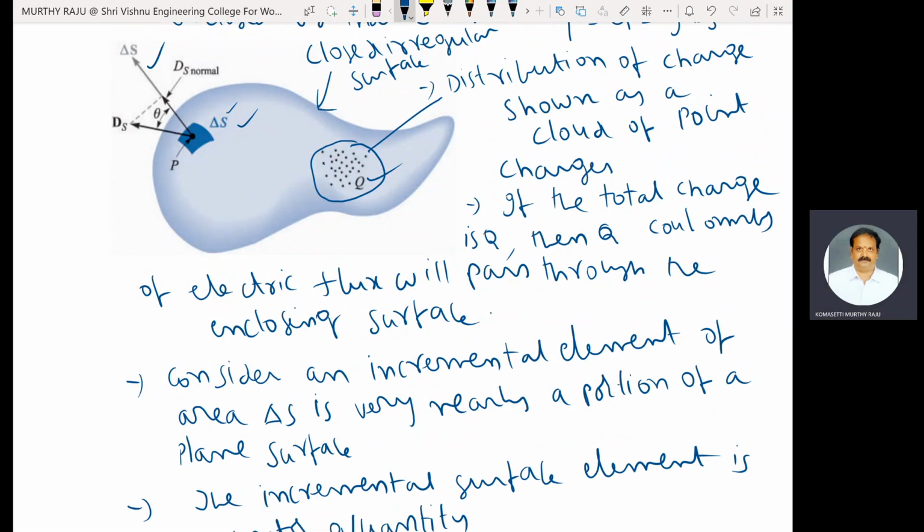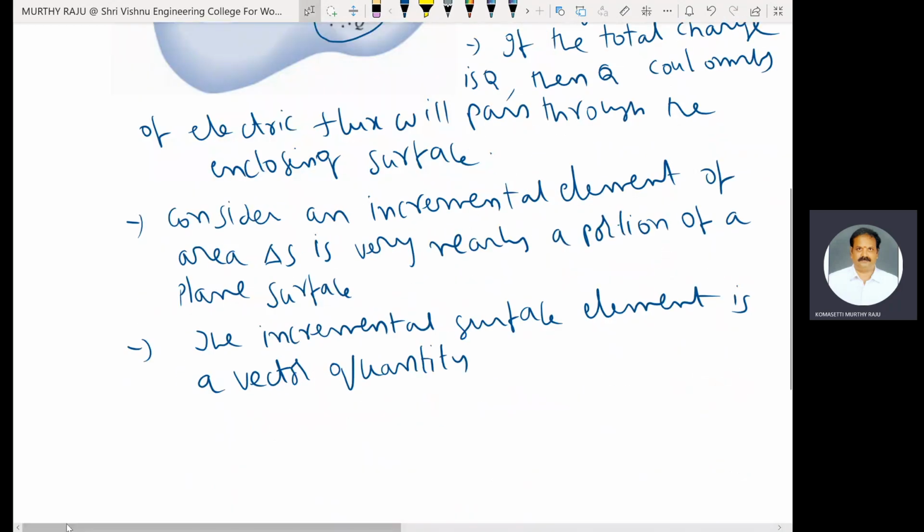The only unique direction which may be associated with delta S is the direction of the normal to the plane, which is tangent to the surface. Normal means this is the only unique direction which may be associated with delta S. The direction of the normal means perpendicular to the plane which is tangent to the surface. Very, very important point.